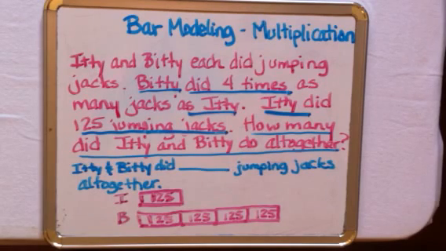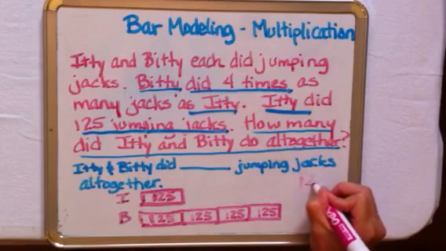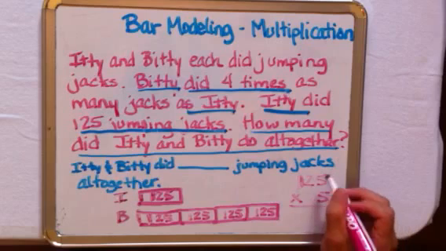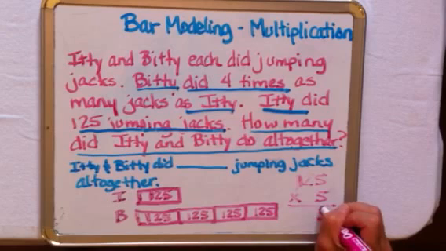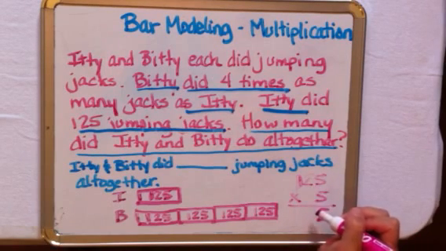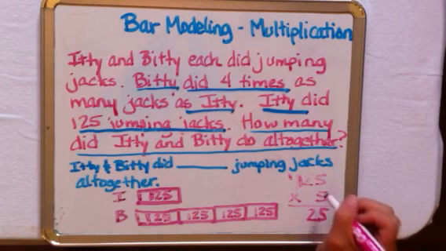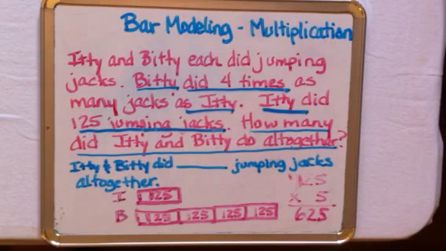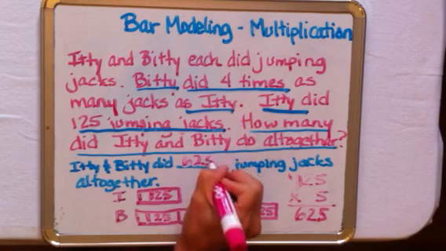So again, using multiplication, this is repeated addition of the same amount. It's being repeated 5 times. So we have 125 times 5. 5 times 5 is 25, so I write my 2 up there and my 5 down here. 5 times 2 is 10, plus the 2 is 12. And then 5 times 1 is 5, plus 1 is 6. 625. So Itty and Bitty did 625 jumping jacks all together.